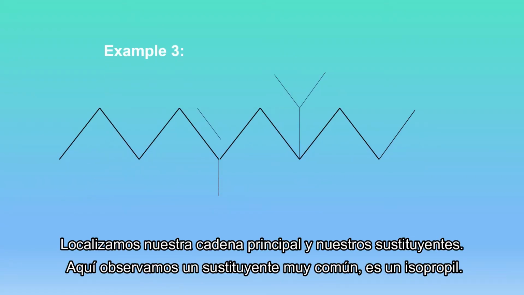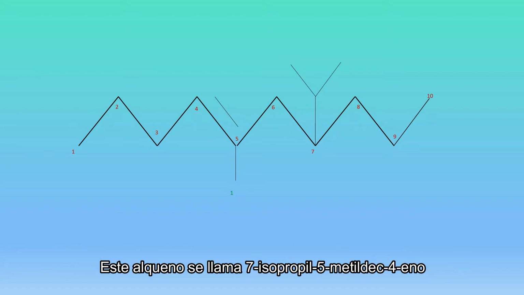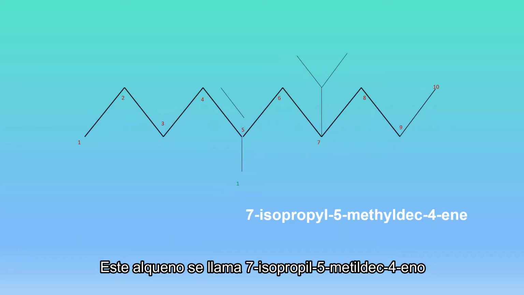Example number 3. We locate our main chain and our substituents. Here we observe a very common substituent. It is an isopropyl. This alkene is called 7-isopropyl-5-methyldec-4-ene.